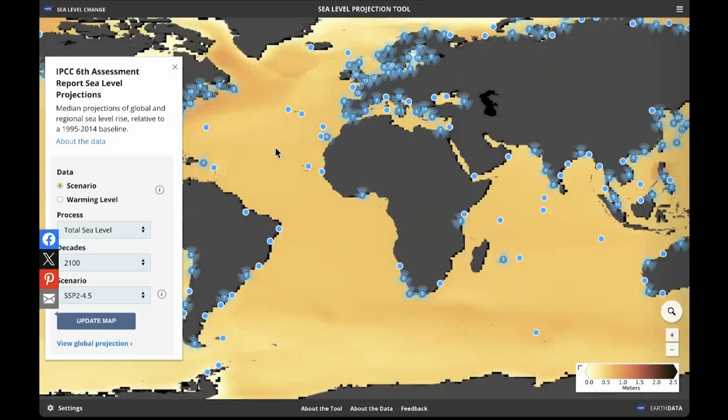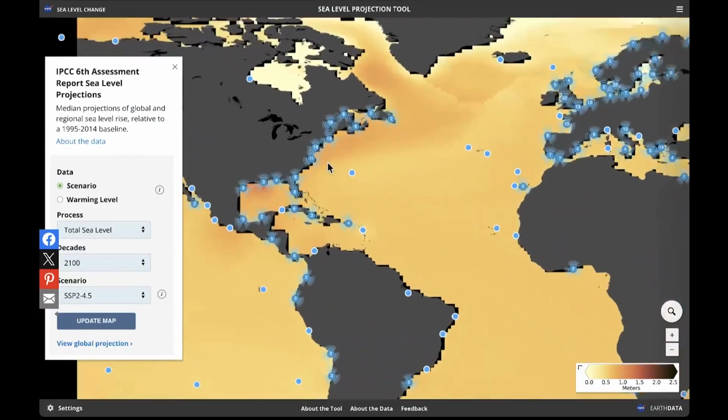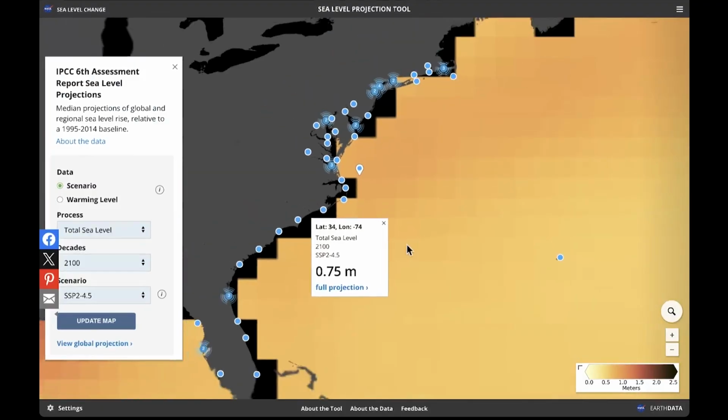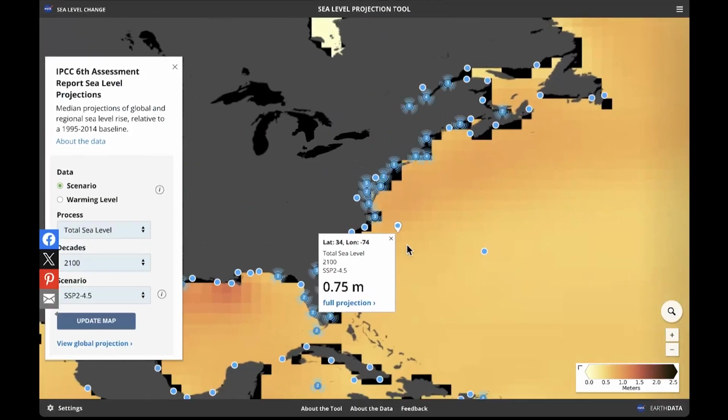Now you can go back, you can play with the tool, you can pull up your favorite tide gauge. So we can pull up a different tide gauge here. This is Oregon Inlet Marina. We could go to full projection, or you can go to a grid cell and do the same thing. And so I hope you find this tool useful in helping access local sea level rise projections based on the analysis done in the IPCC 6th Assessment Report.